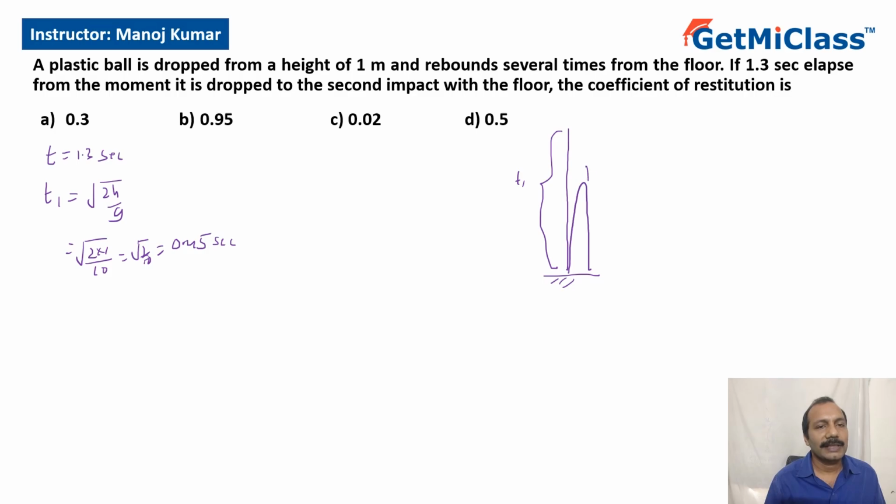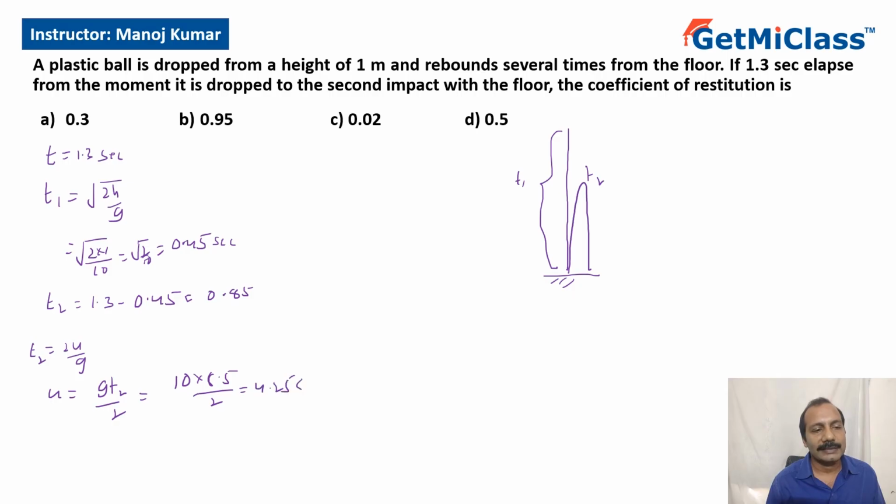Now T2 is the time of flight of the second part, the time of flight of the particle between first bounce and second bounce. Then T2 would be equal to 1.3 minus 0.45, that is 0.85, right? Now we know that time of flight equals 2u by g for vertical projection. So u would be equal to g T2 by 2, that is equal to 10 into 0.85 by 2. So that is 4.25 meter per second, right?